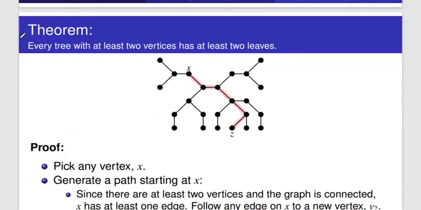Then the theorem: every tree with at least 2 vertices has at least 2 leaves. For this theorem to be true, we make a path between any two vertices. Pick any vertex x and make a path starting from x. You can make the path like this also. We just have to make a path such that we cannot go twice, so we cannot go back along the previous path.